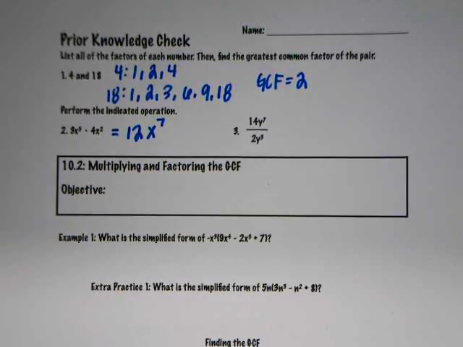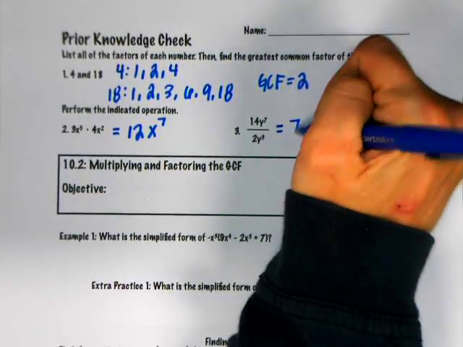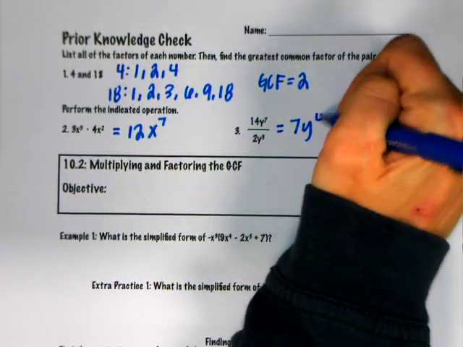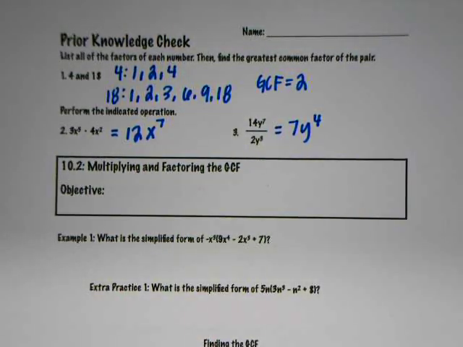And then do we remember what to do with exponents when we divide? Subtract. Yep. So you'll divide the 14 and the 2 to make what? 7y to the 4th. Yep. Any questions on that? Okay.